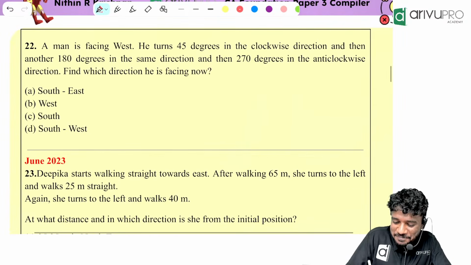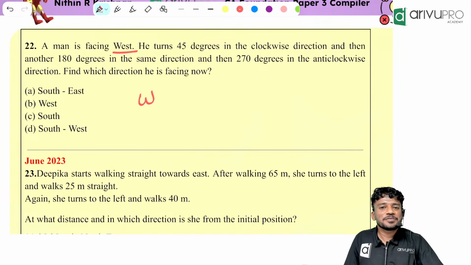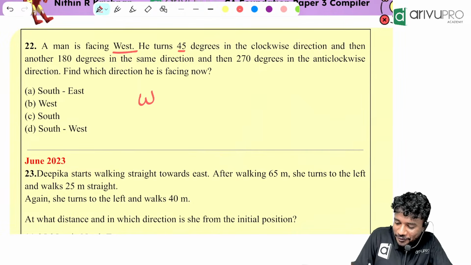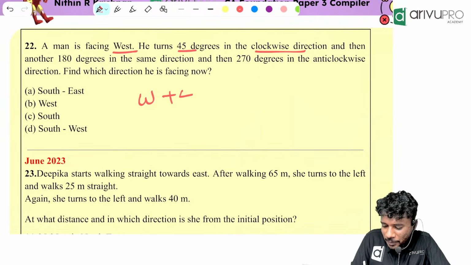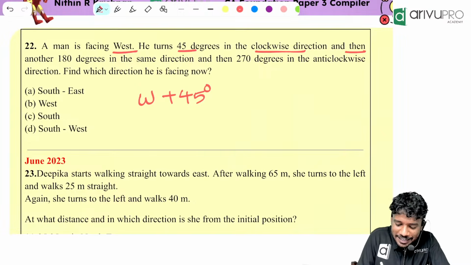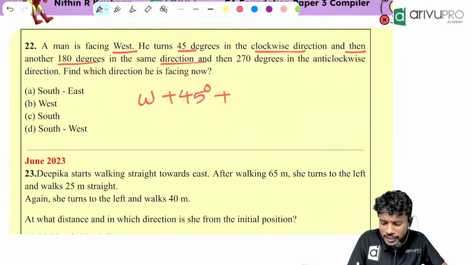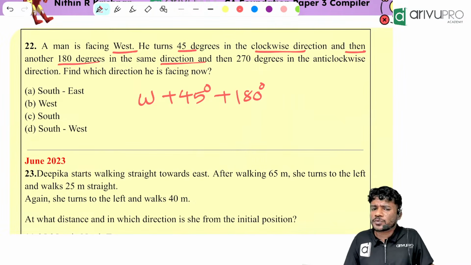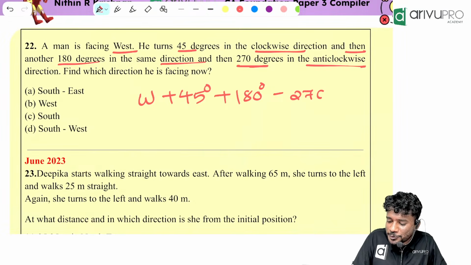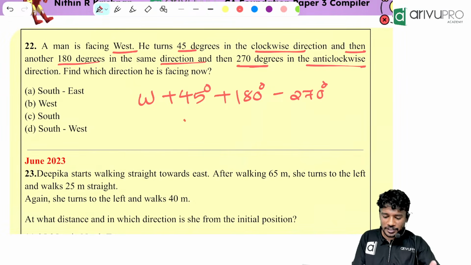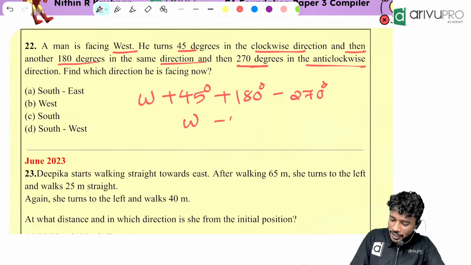Look here. A man is facing west. Initially he is facing the west direction. Turns 45 degrees clockwise, which means plus 45 degrees. Then another 180 degrees in the same direction, clockwise, plus 180 degrees. Then 270 degrees anti-clockwise, that means minus 270 degrees. What is remaining? Same question, repeated question. West minus 45 degrees.